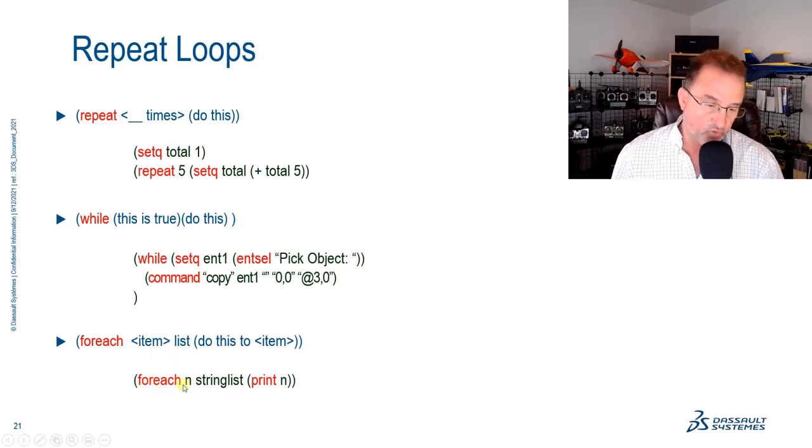So here, if I say foreach n within string list, go ahead and print n. So let's say I have a long list of things and I just want to print them out. This will run through the entire list, and for every one of those items in the list, it will print that. So this is also a good example to use.